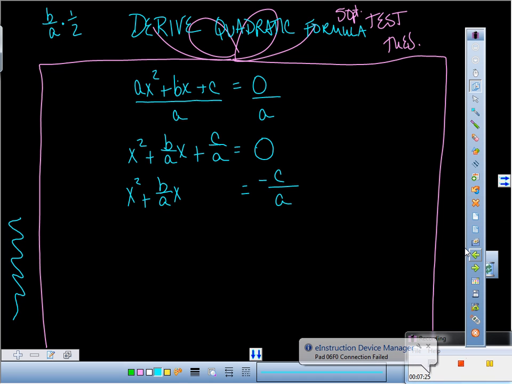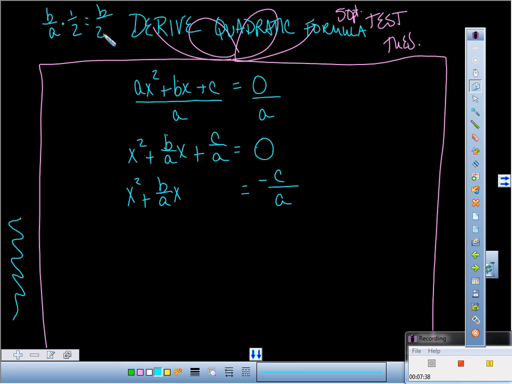Alright. So, top times top, bottom times bottom. So, what's B times 1? B. What's A times 2? 2A. So, what I have up here is B over 2A. Now what are you supposed to do with it? Square it. And then we add it to both sides.